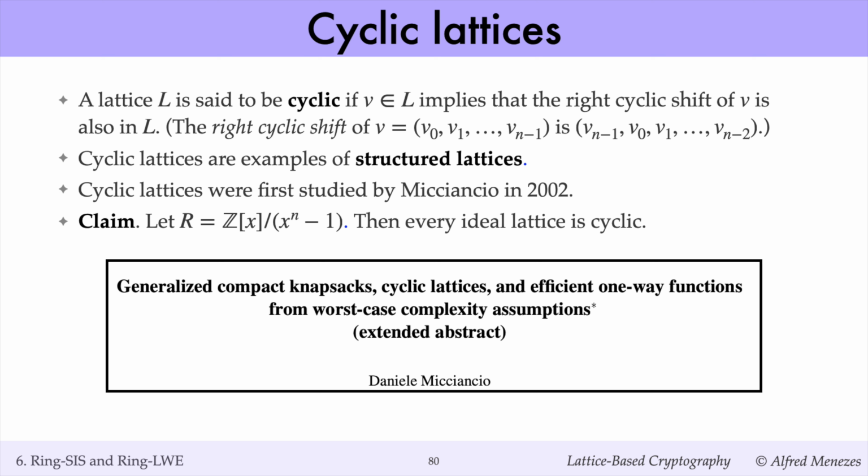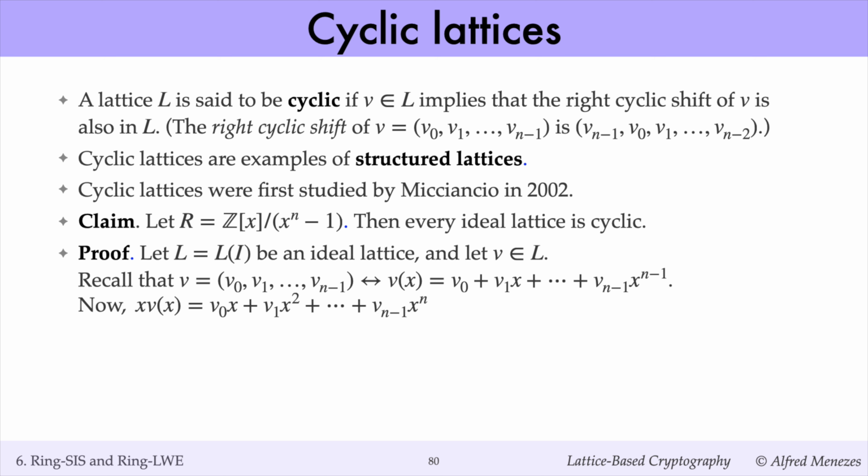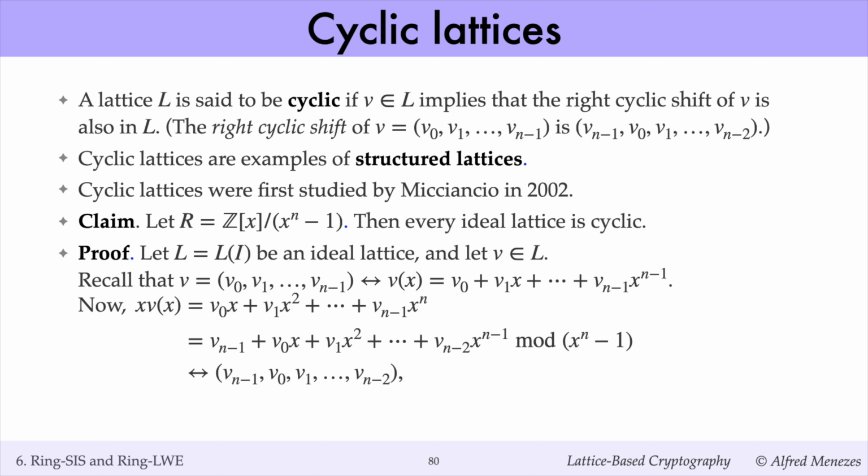It turns out that every ideal lattice is cyclic. Let's prove the statement. Let v be a vector in an ideal lattice corresponding to an ideal I. Recall that the components of v are the coefficients of a polynomial v(x) that is in the ideal I. Now, multiplying v(x) by x yields the polynomial v0 x plus v1 x squared plus ... plus v(n minus 1) x to the n. Since we are working in the ring R, we can replace x to the n by 1, yielding this polynomial, whose vector representation is the right cyclic shift of v.